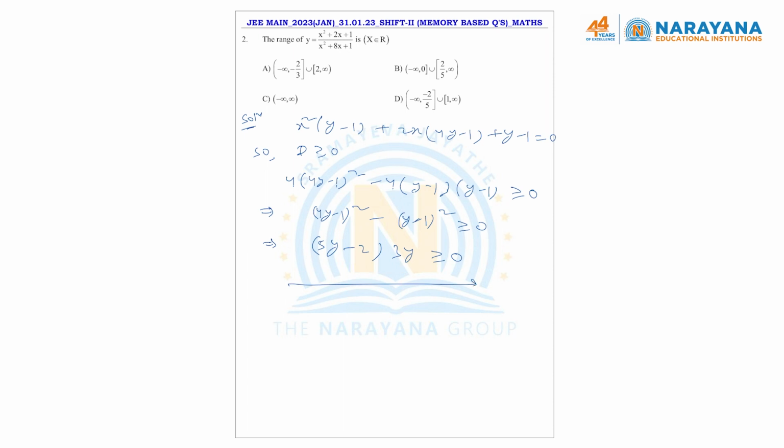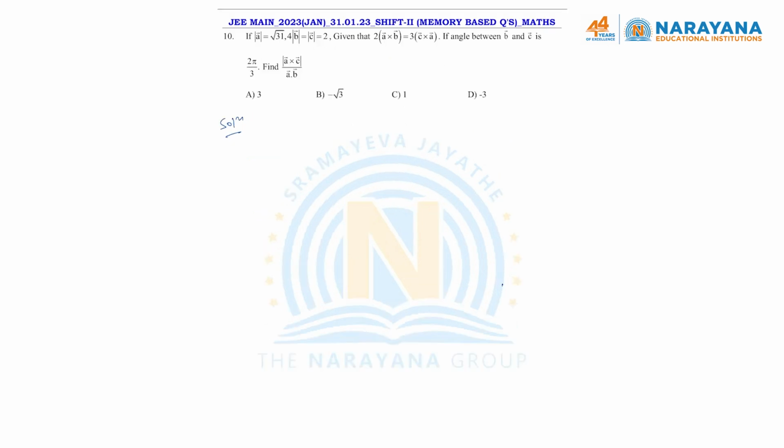So if you do the sign scheme, roots are 0 and 2 by 5, so plus minus plus, so this as well as this, because we want the positive. So y lies between 2 by 5 to infinity and minus infinity to 0, and straight away we have this option B.